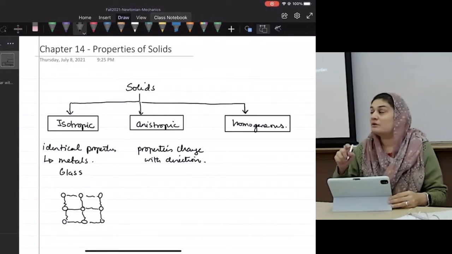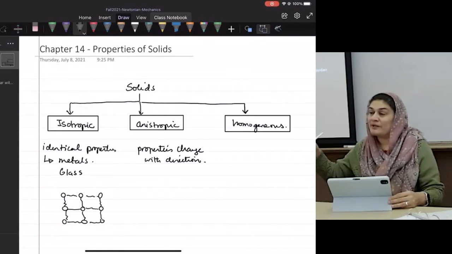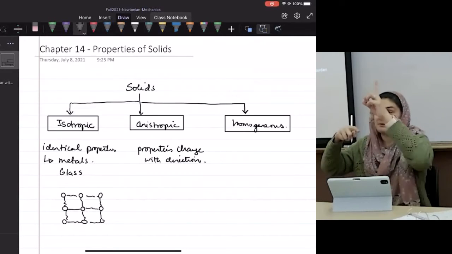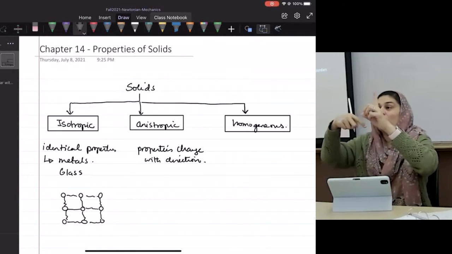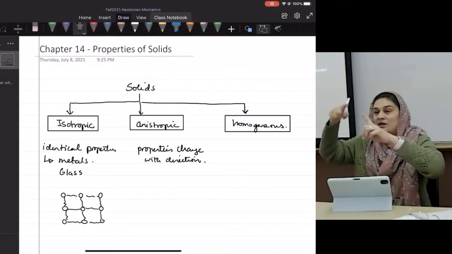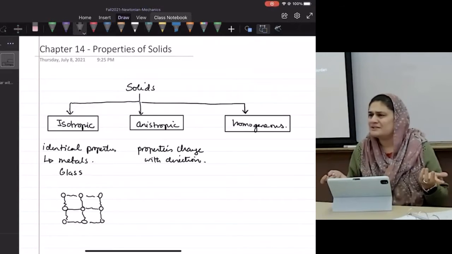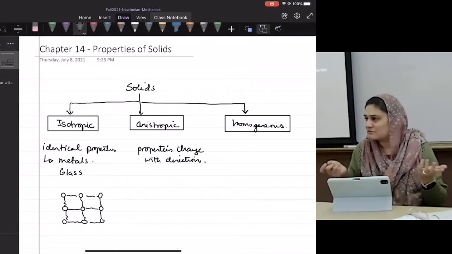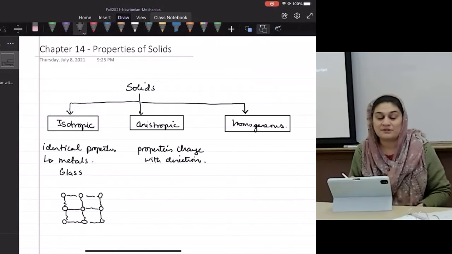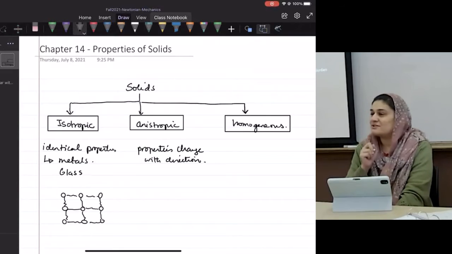If you were to go along the X axis, your wave might transfer differently than if you were to go along the y-axis or the z-axis, right? It's dependent on what kind of a material you have. Most things are anisotropic, depending on what direction. Now, homogeneous is hard to explain.